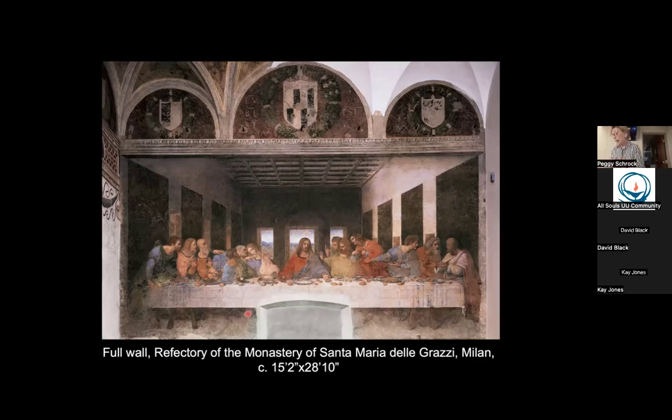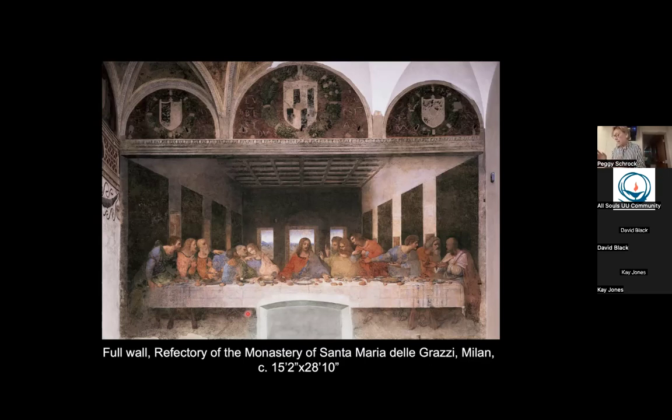It's unstable. First of all, a door was cut into the wall. You can see the door down there at the bottom. In 1652, somebody thought it was a good idea to just put a doorway right through that wall. It's in the dining hall. The refectory is a dining hall of a monastery.